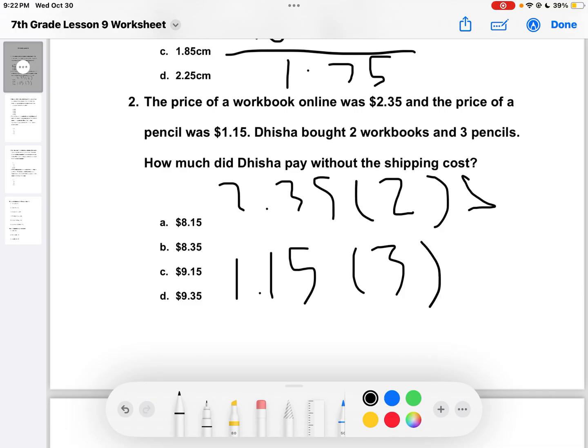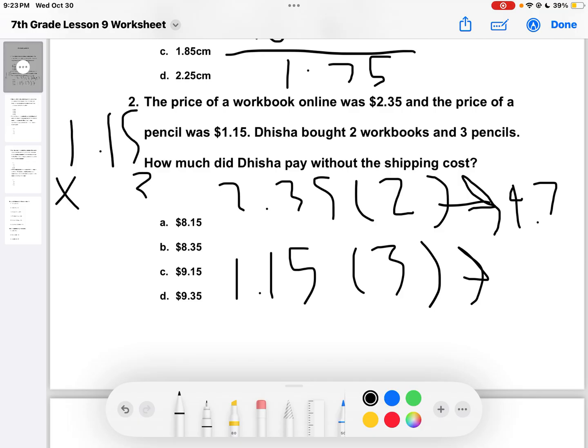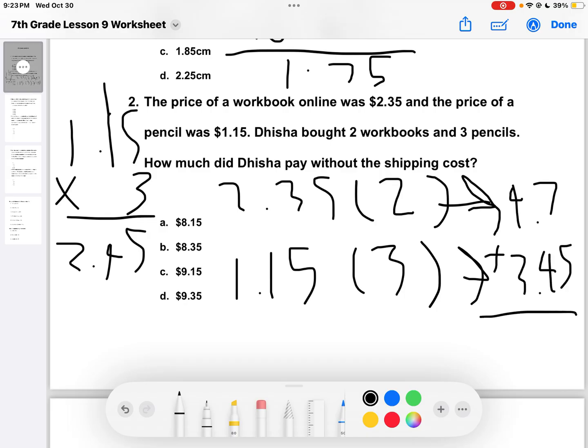And well, if you do the math, 2.35 times 2 is 4.7. And 1.15 times 3 will be, just in case, 5, carry the 1, 4, 3. 3.45. And if you add it all up, it'll be 5, 1, carry the 1, 8.15. So the answer will be B.